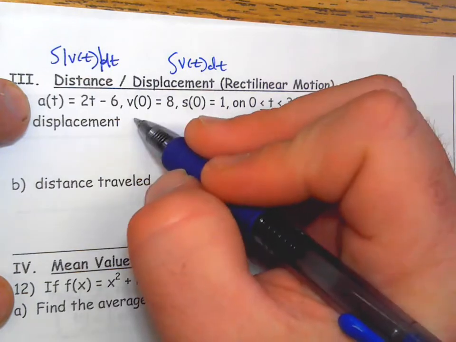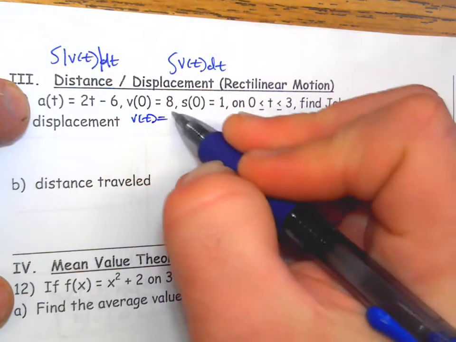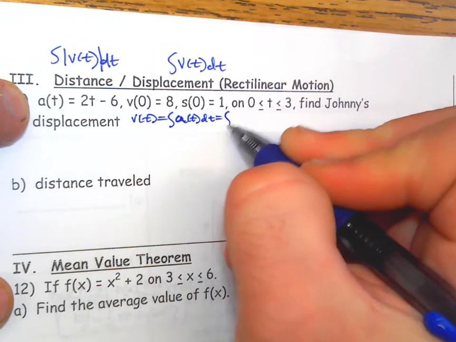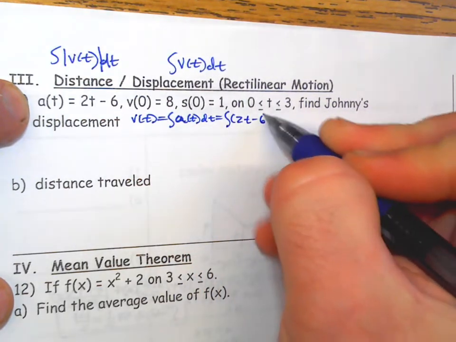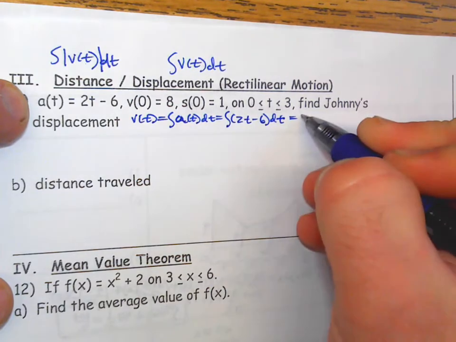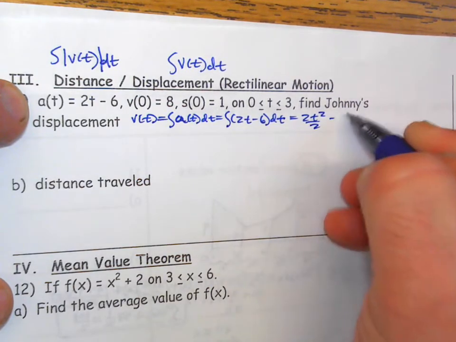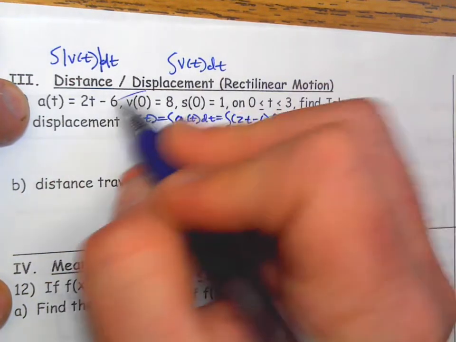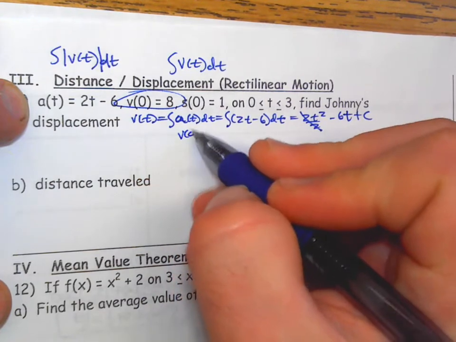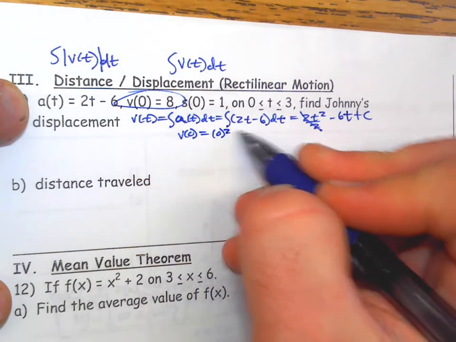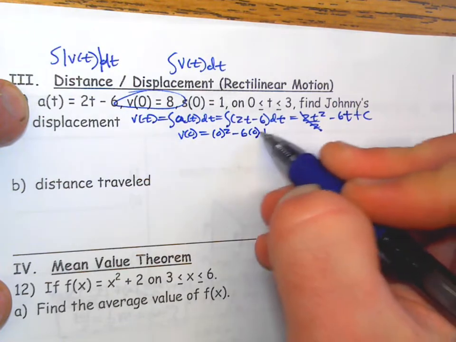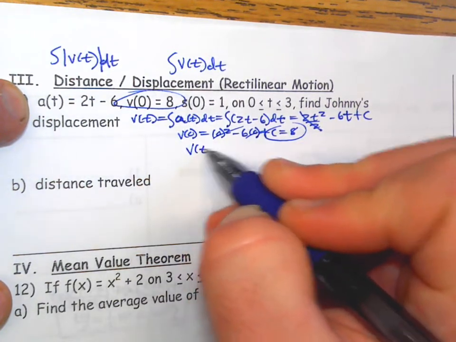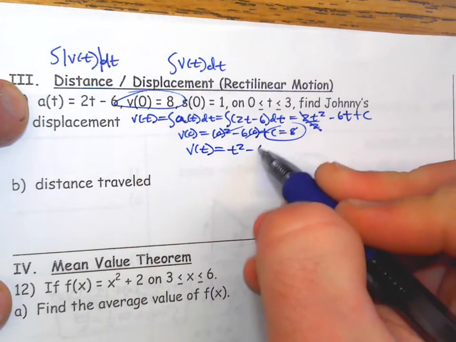the velocity equation. So velocity is the integral of acceleration, is the integral of 2t minus 6, is 2t squared over 2 minus 6t plus c. You need to find the c value. You have an initial condition for velocity. So V0 equals 0 squared minus 6 times 0 plus c should come out to 8. Those go away, c equals 8. So your velocity equation is t squared minus 6t plus 8.